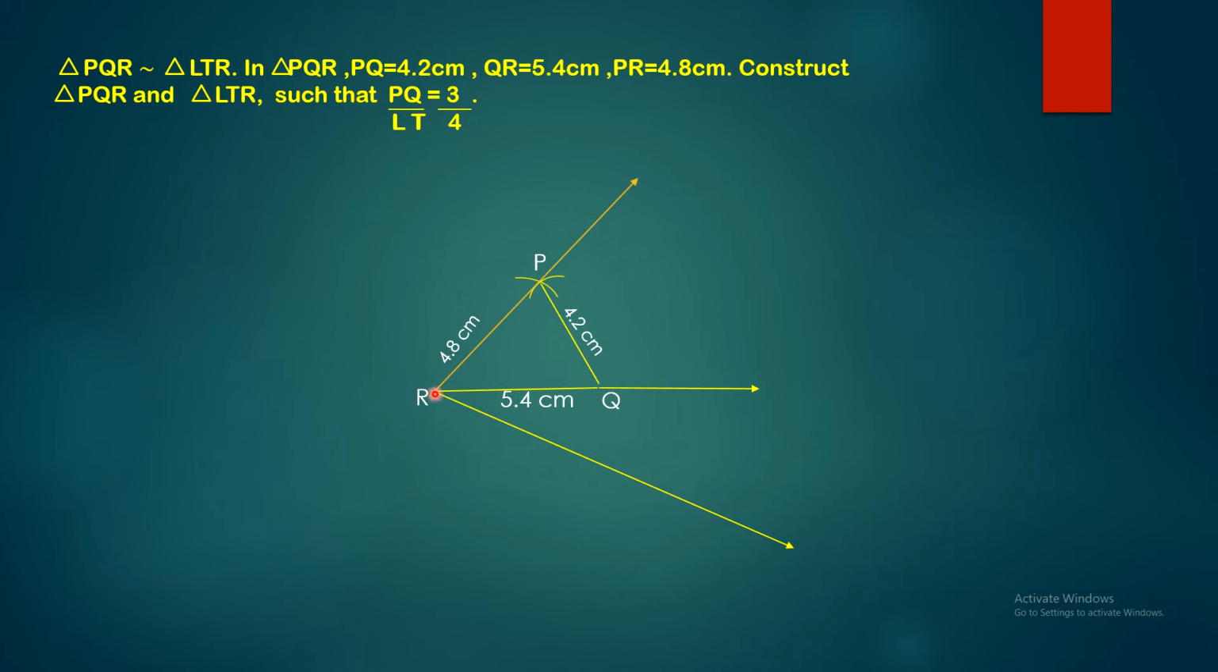So we have to first make 4 equal parts of this ray. With a suitable distance, with the help of compass, make 4 equal parts: first part, second part, third part and fourth part. Okay, so the third part is joined to Q. The ratio PQ upon LT, the ratio QR upon TR and the ratio PR upon LR are the same, 3 by 4. All these ratios of the corresponding sides are equal to 3 by 4.